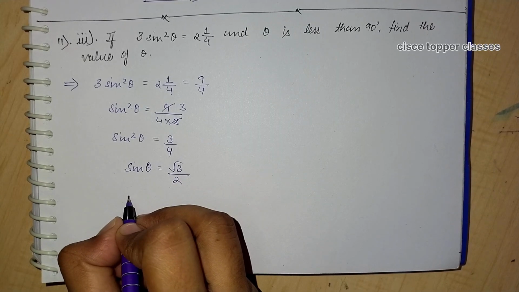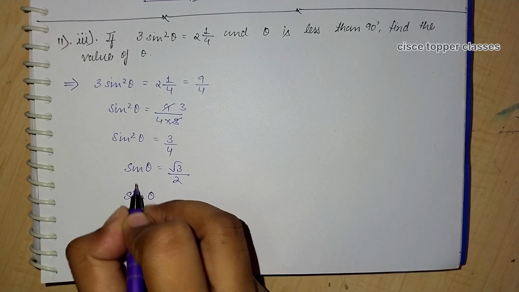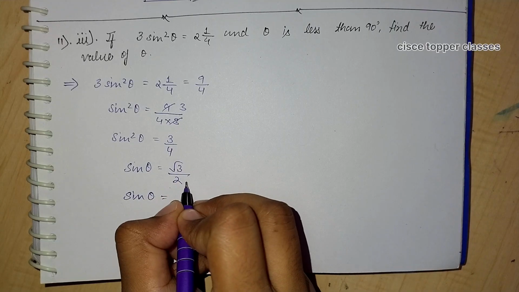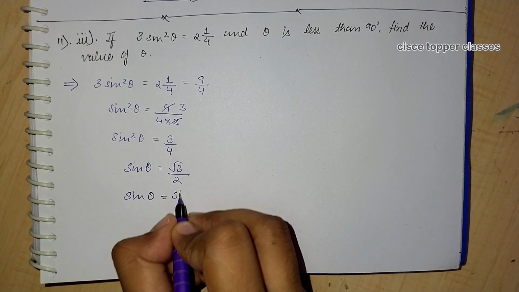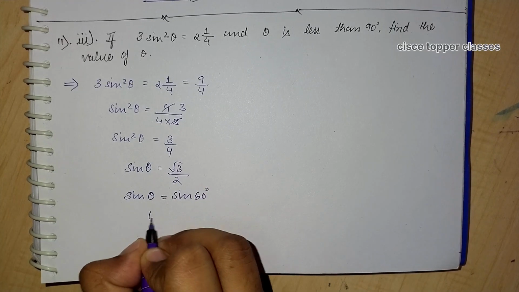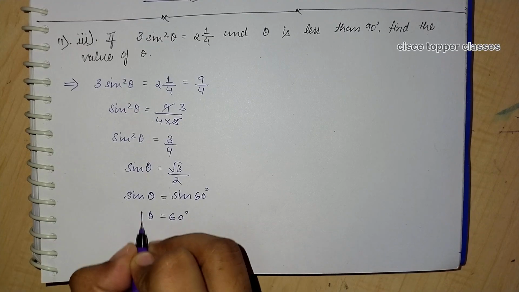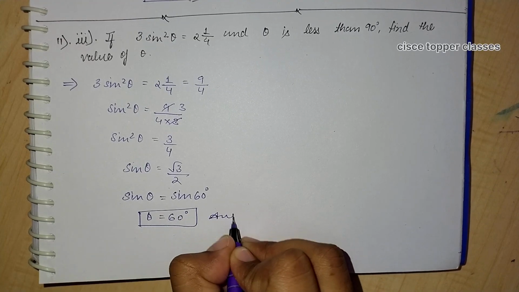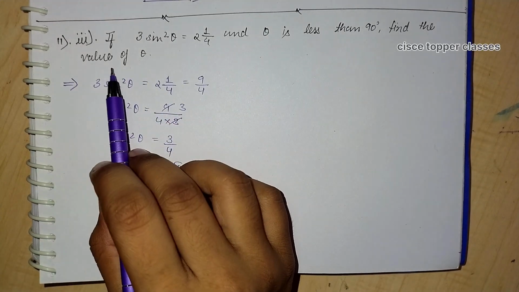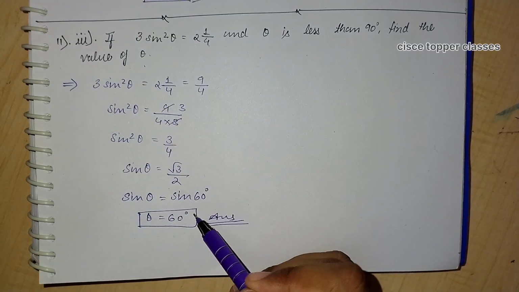From there, on comparison, we can write this form in sine. So it will be sine 60 degree. From there theta is equal to 60 degree on comparing. Hence this is the final answer in this question. This is only what we have to find, the value of theta, and theta is equal to 60 degree.